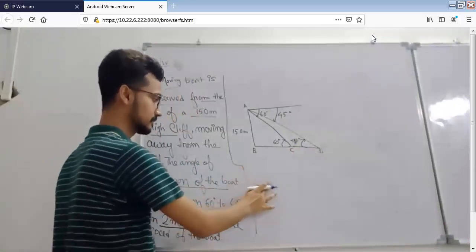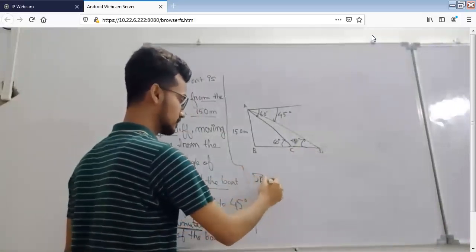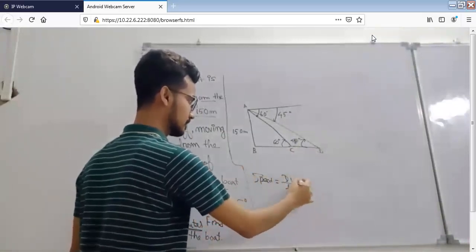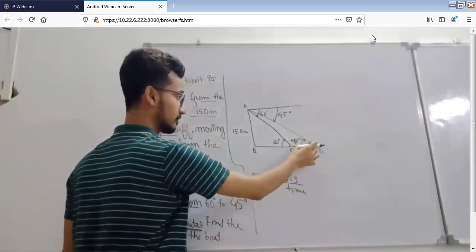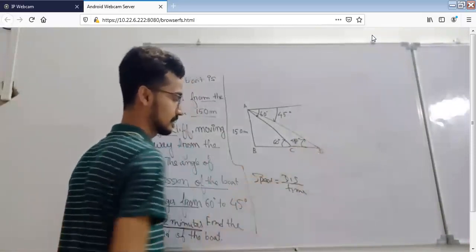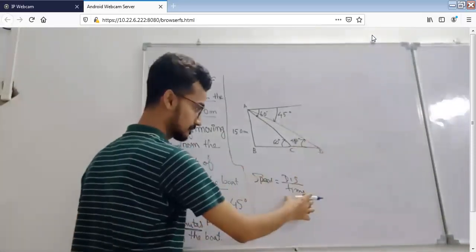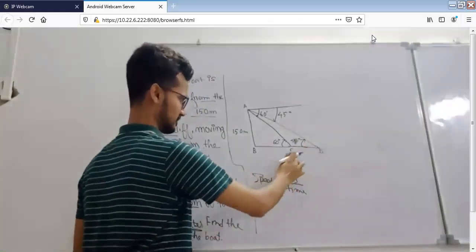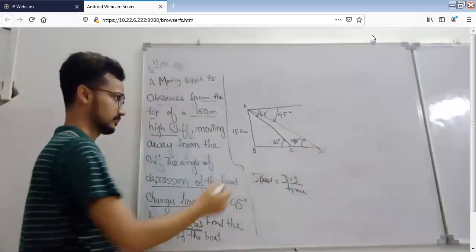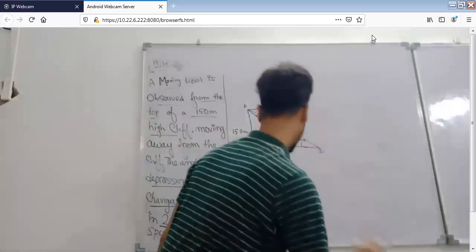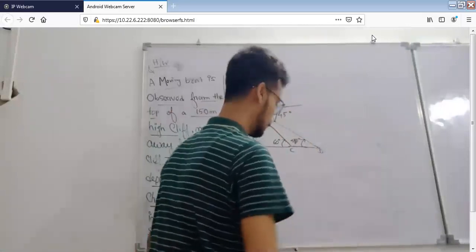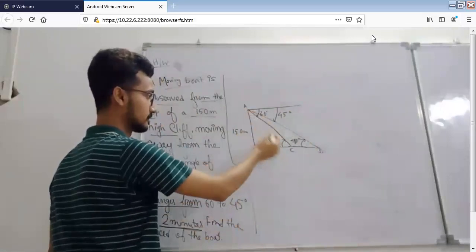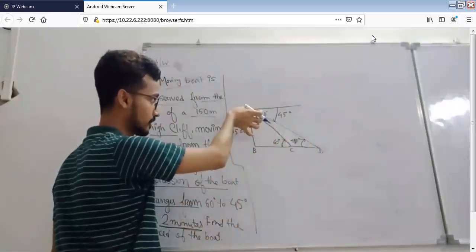So how can you find the speed? You know the speed equals distance by time. That means you have to find what? This distance CD. Then if you find the value of this distance, you know the time, then you can find the speed. So how can you find this distance CD? Now see, I am giving the hint, do it as homework. Now see, if you take this triangle ABC, for this triangle, this is your perpendicular, this is your base.